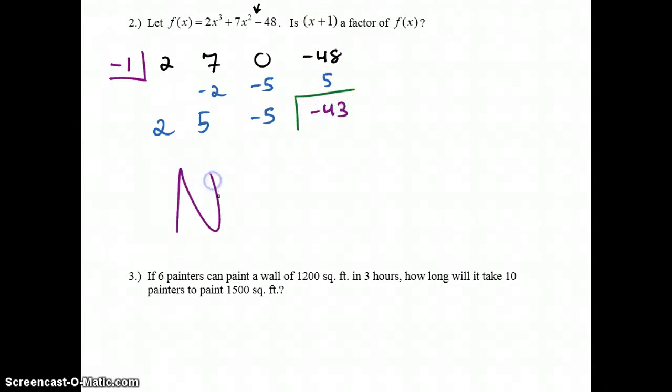So the answer is no. How far away is it from being a factor? Well, f of negative 1 is negative 43. Not only does it test if it's a factor, but it actually gives you what you get if you evaluate at negative 1.